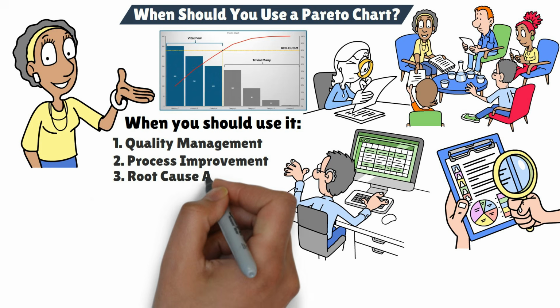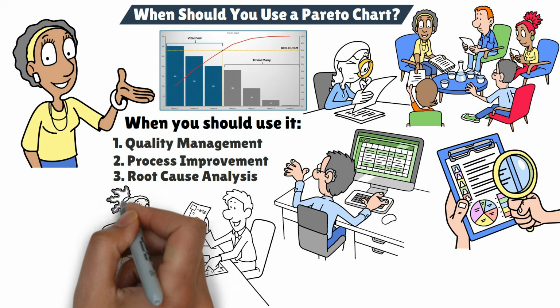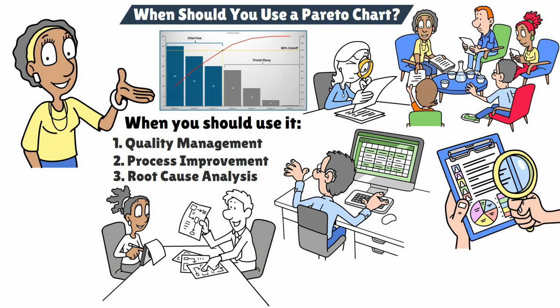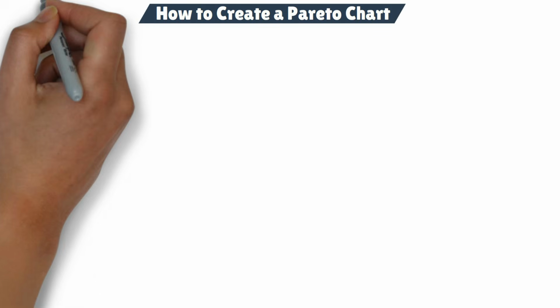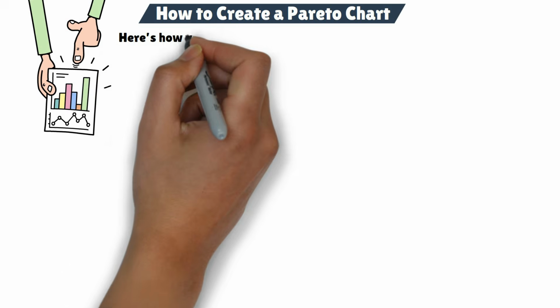3. Root cause analysis. After identifying multiple causes of a problem, you can use a Pareto chart to highlight the most critical causes that need to be addressed first. It's great for visualizing the results of a root cause analysis and guiding your next steps. Creating a Pareto chart is pretty straightforward. Here's how you do it.